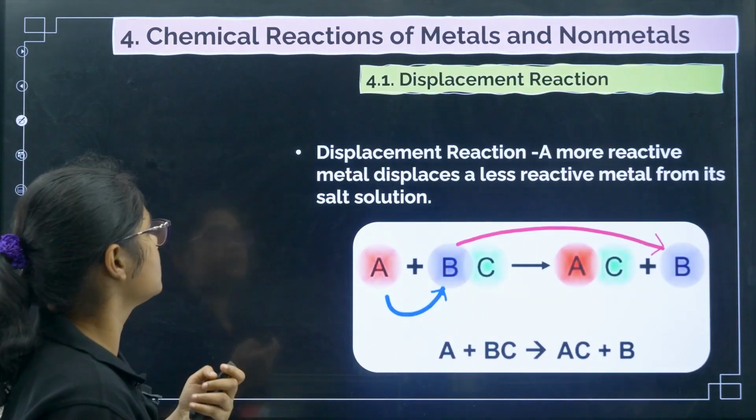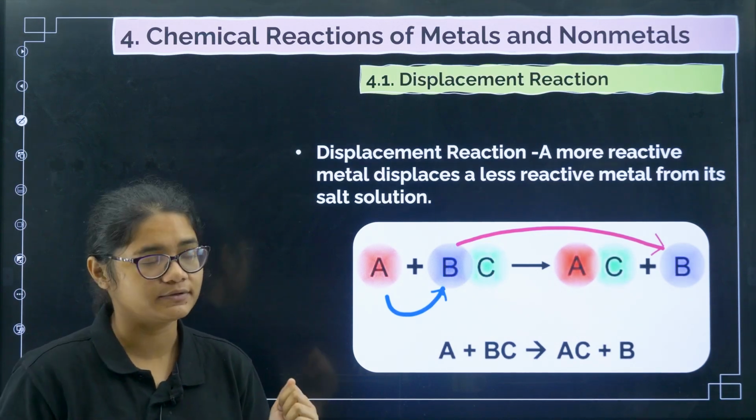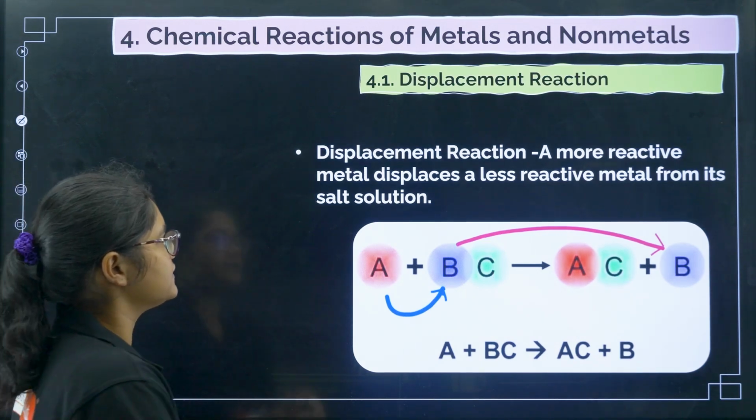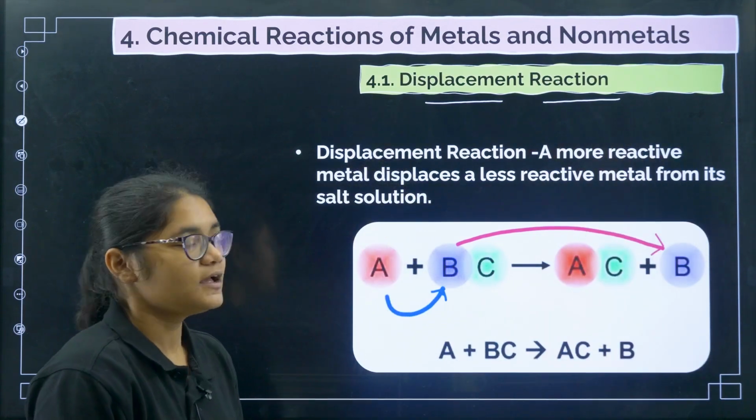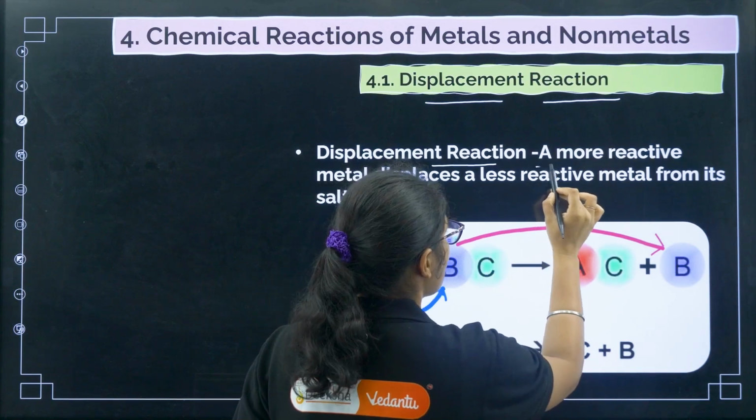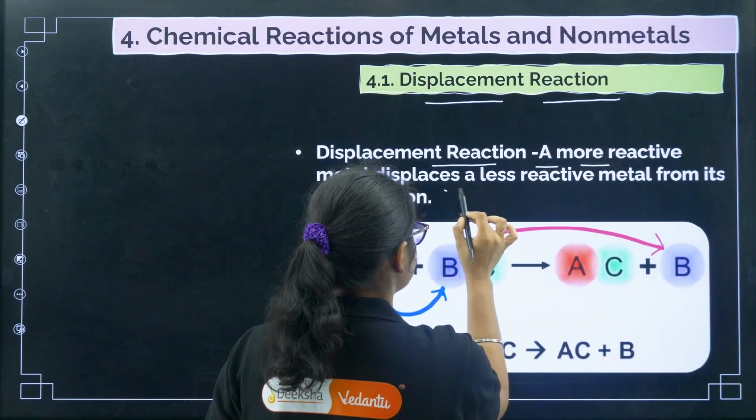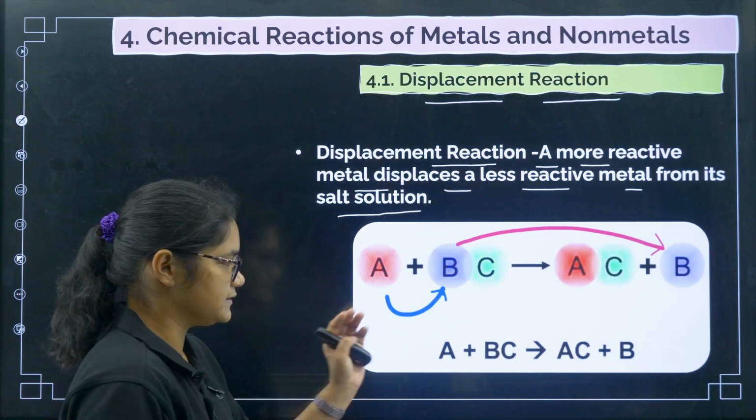Next, we'll go to the chemical reactions of the metals. There are certain reactions that we are going to study. The first one is the displacement reaction. What happens in a displacement reaction? A more reactive metal displaces a less reactive metal from its solution. Now you can see one example here.